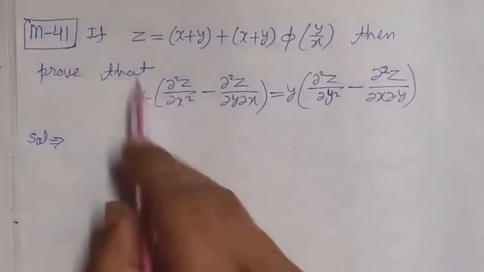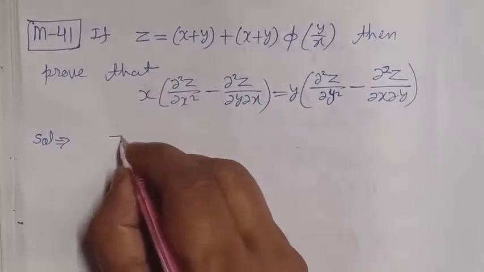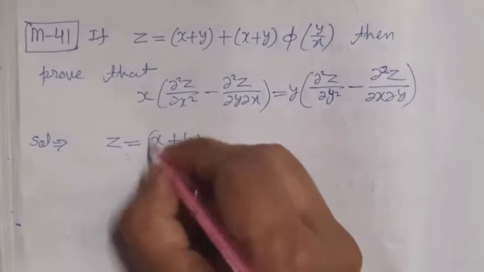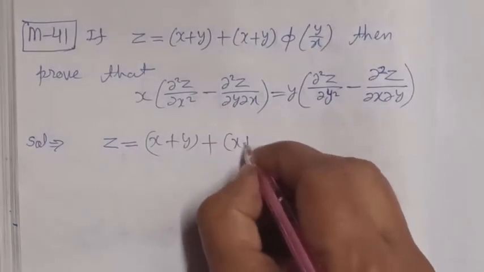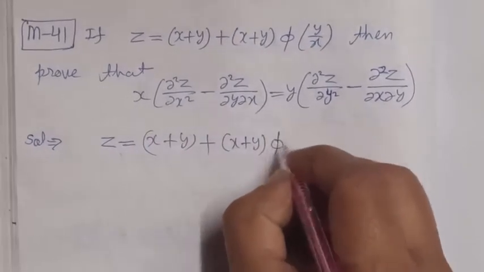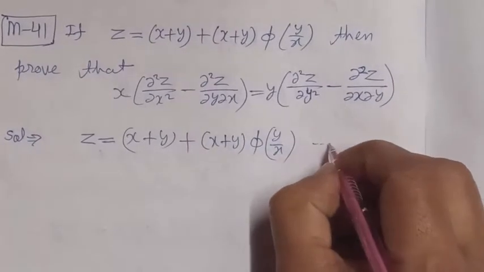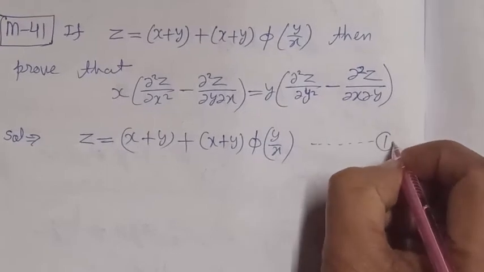We are given that the value of z, which is a function of x and y, is x plus y multiplied by phi of y upon x. I call it equation number 1.